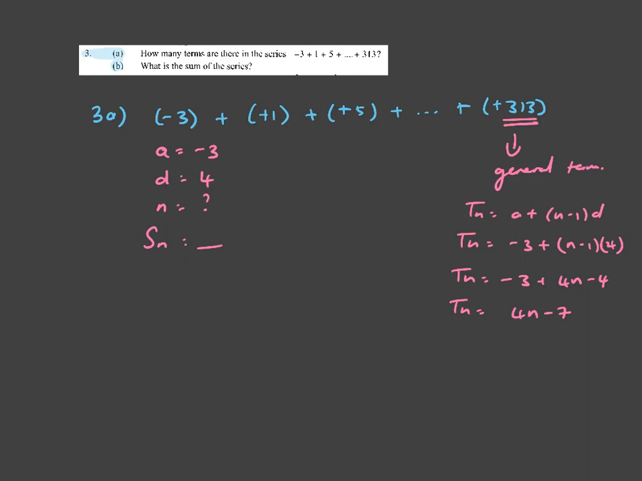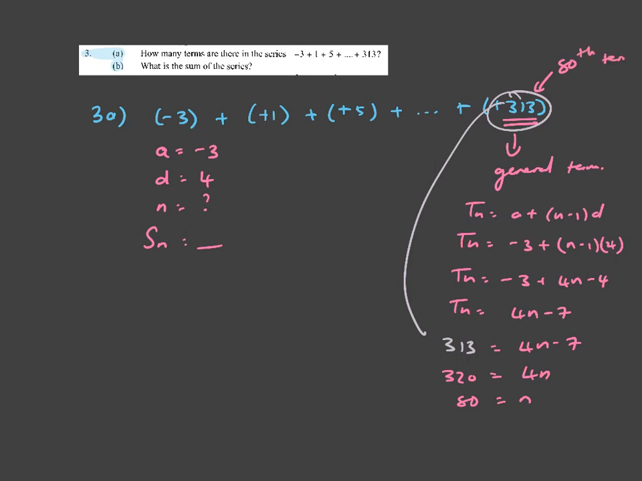And then I know the value of the term. The term is 313, so 313 is equal to 4n minus 7. So 4n is going to equal, adding 7 on both sides, 320. And then n is going to equal 80. So this is the 80th term. In other words, there are 80 terms in this sequence.